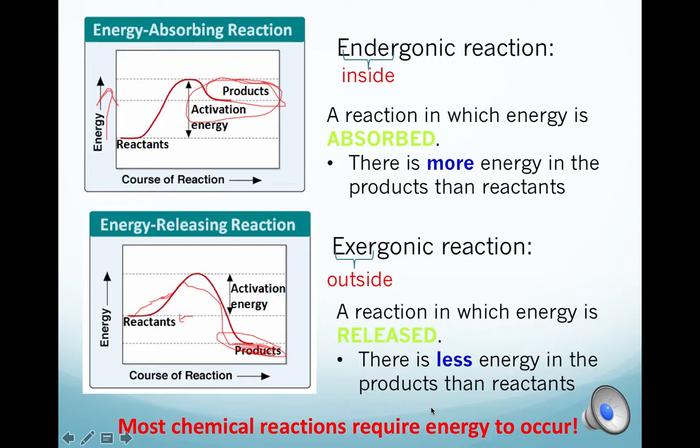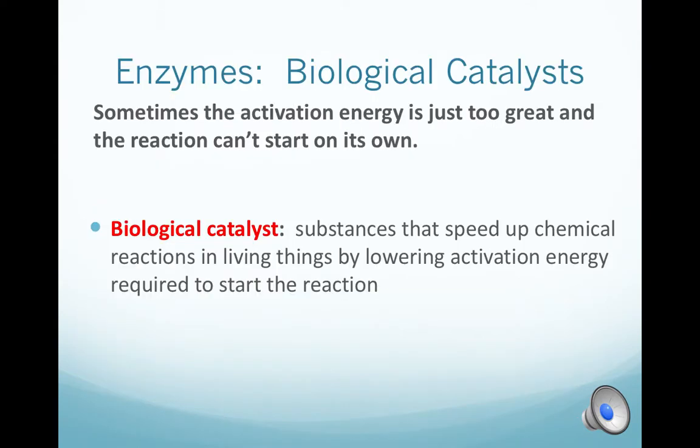As you can see, whether it's an endergonic reaction or an exergonic reaction, there's still going to be energy required to get the chemical reaction started. And again, this is a good thing, because then reactions aren't just popping off in the body. So how do we lower this activation energy far enough so that chemical reactions can occur in the body?